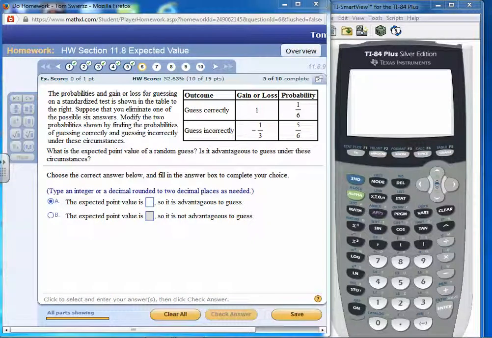Okay, in this session, we're going to go ahead and begin on homework exercise number 6 from section 11.8, which deals with expected value. All right, let's go ahead and read the problem.